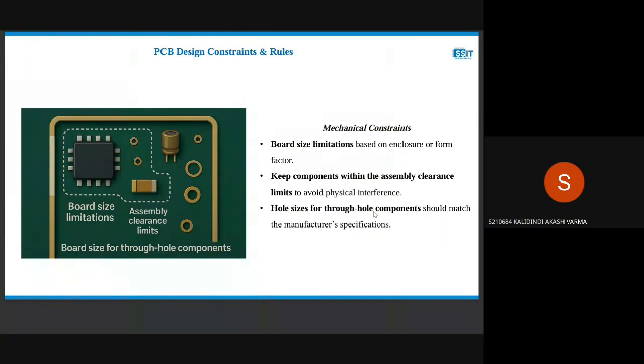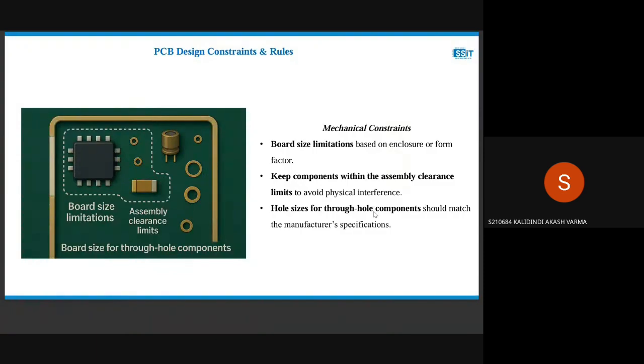So coming to the mechanical constraints, the board should be as small as possible for both enclosure aspect and form factor aspect. If you go for a larger PCB in unwanted cases, like if the components are too high, then we can go for two layers and multiple layers. If the components are very low and we go for a dual layer, which is unwanted, cost will increase. If the components are too high and you still go for a single layer, then the length of the PCB will increase, so the board size will ultimately be increased, which is undesired.